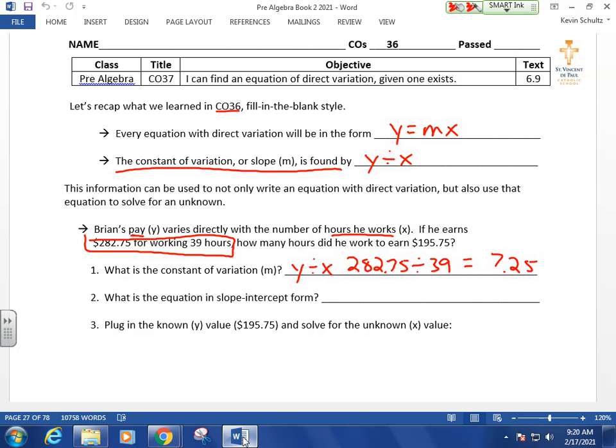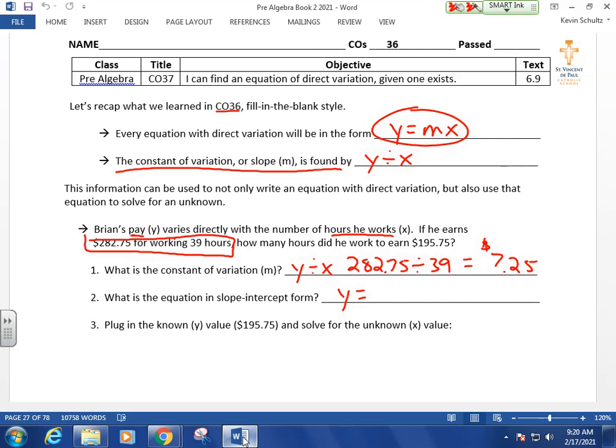No, it's $7.25. Okay, it's in units of money here. Okay, Anna? Right, it's how much he gets per hour, right? If we take the total, $282.75, and divide by the number of hours worked, that's going to give us the amount he gets per hour. That's our slope. Okay, so the equation in slope-intercept form, which goes back to y equals mx, we just found the m.